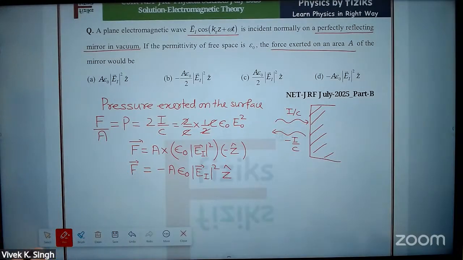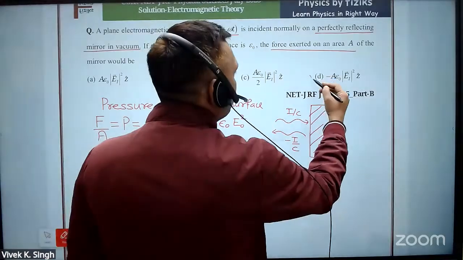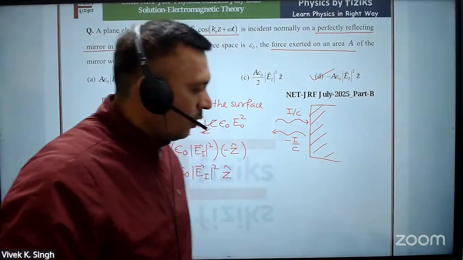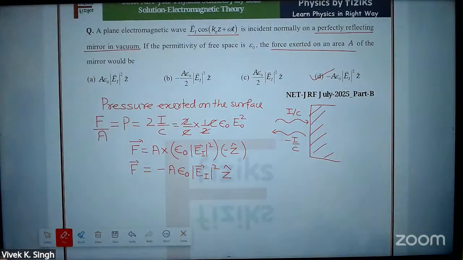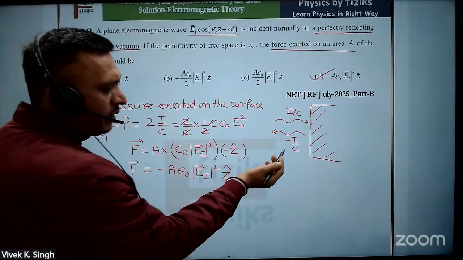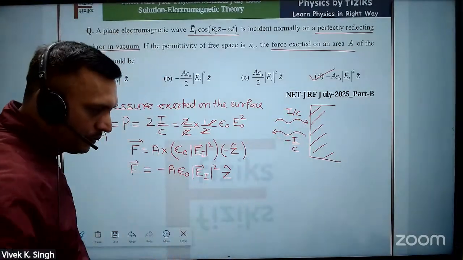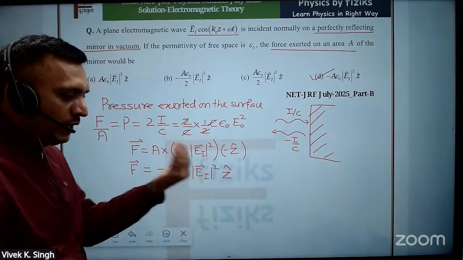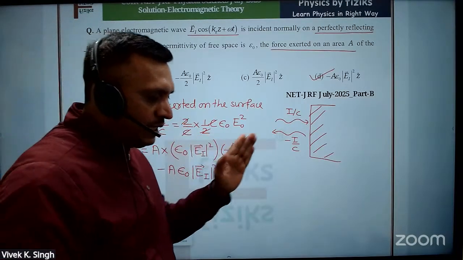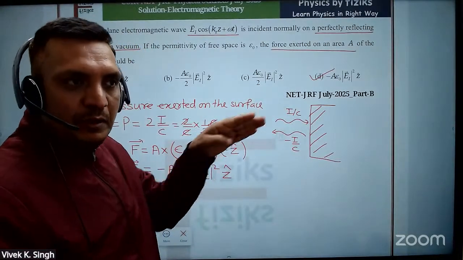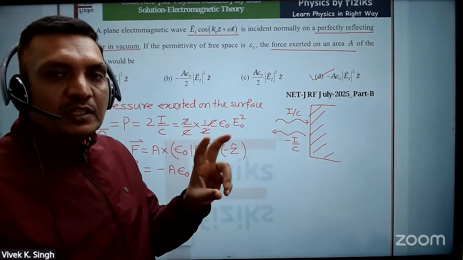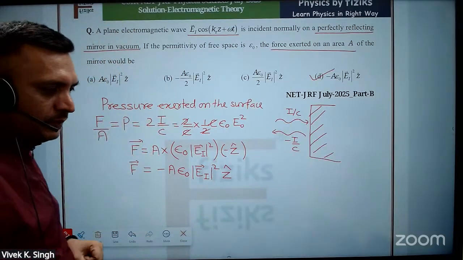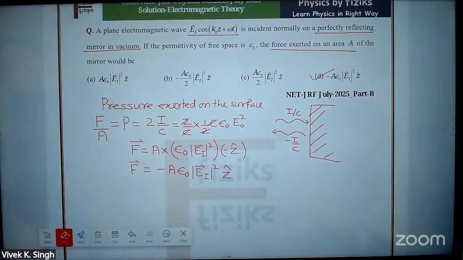Clear? So in this case, option D is correct. Is it clear? Option D is correct. So you have to remember the basic result. You must know what is the pressure exerted on a perfectly absorbing surface. When you have a perfectly reflecting surface, sometimes there is oblique incidence also, so there will be a cos theta factor in that case. These are the basic results that you should remember, so that you can solve the questions. Clear? So note it down.